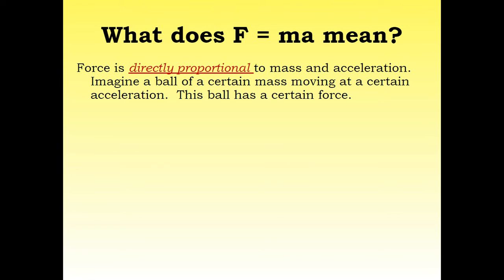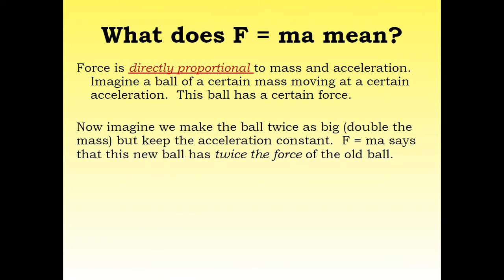Imagine a ball of a certain mass moving at a certain acceleration. This ball has a certain force. Now imagine we make the ball twice as big. We double the mass, but we keep the acceleration the same. F equals ma says that this new ball has twice the force of the old ball. So let's see if that's true.